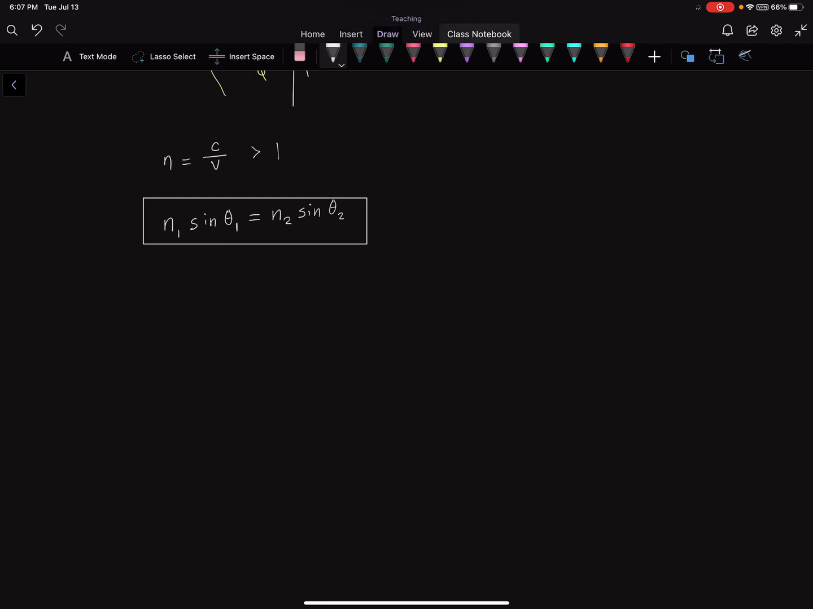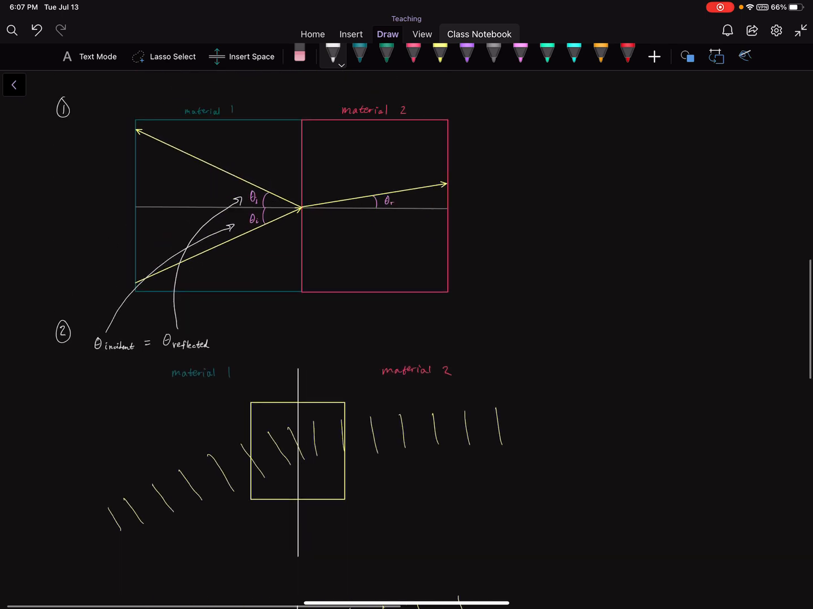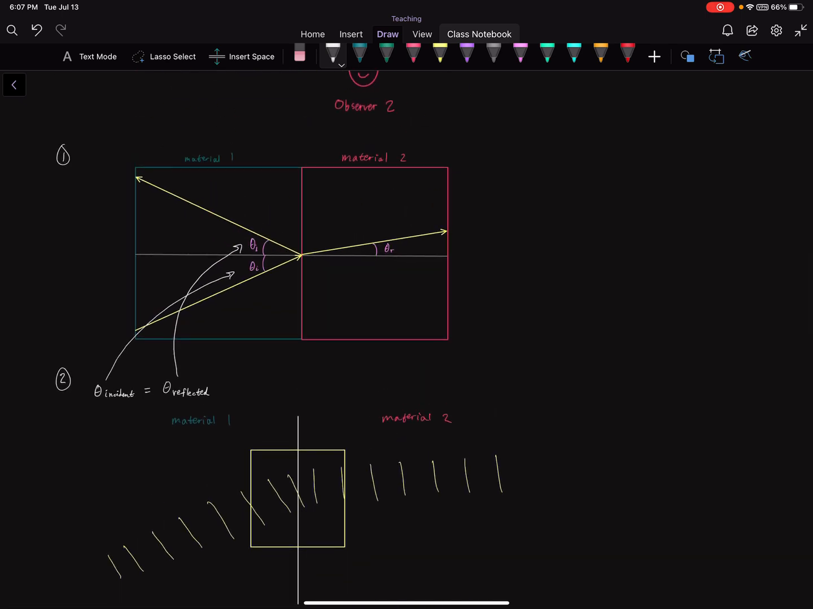So in words, this equation says, statement 3. Given two materials, material 1 and material 2, with respective indices of refraction n1 and n2, light incident at the boundary between the two materials, approaching at angle theta 1 from the normal, will refract at an angle theta 2, also from the normal. And that is exactly what is demonstrated in this drawing here.